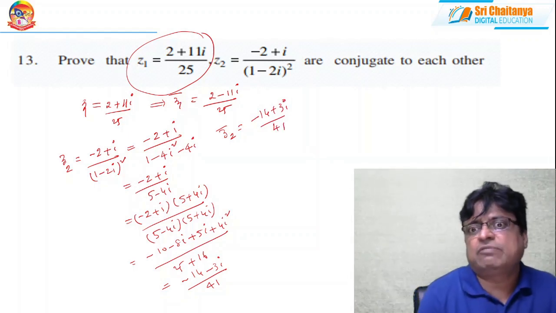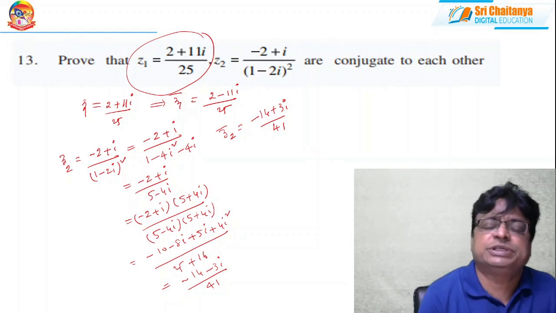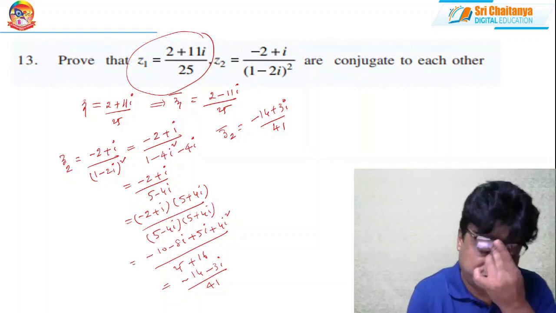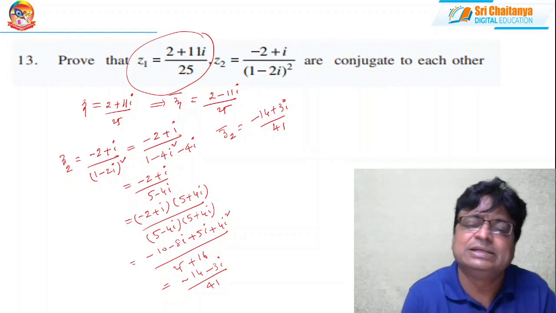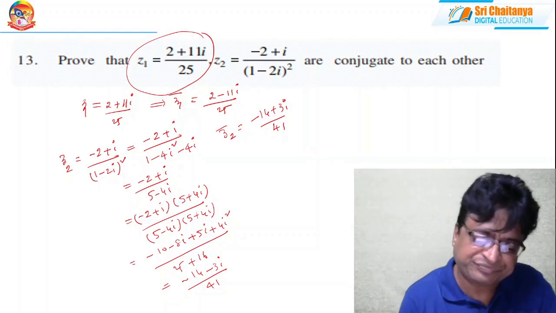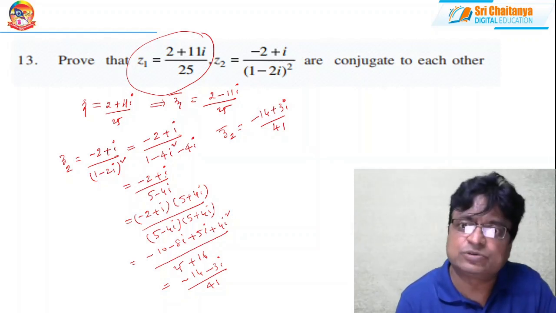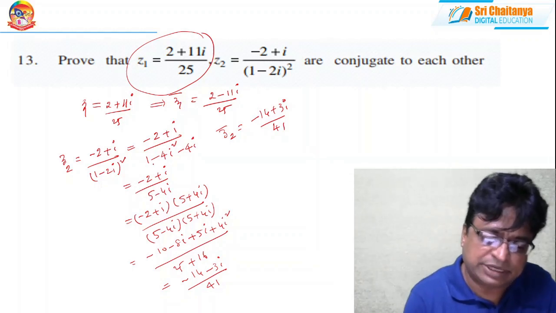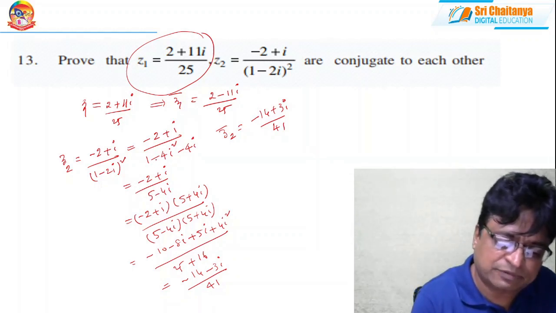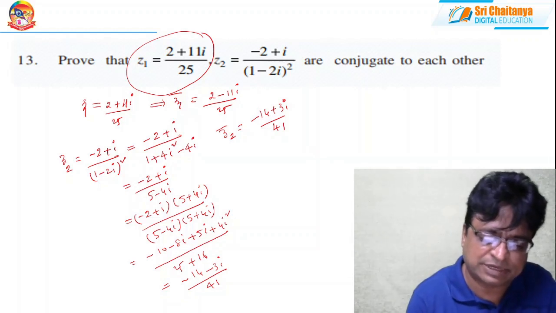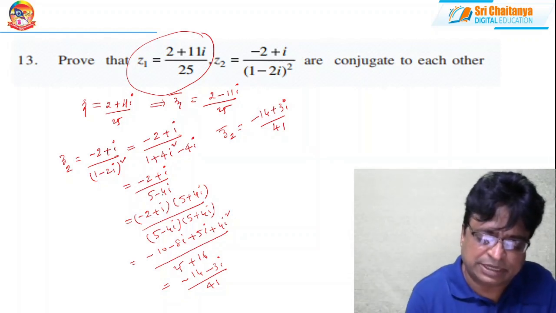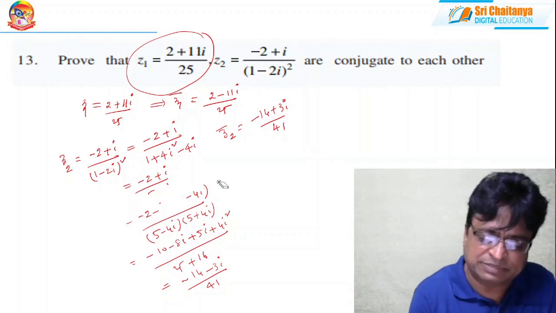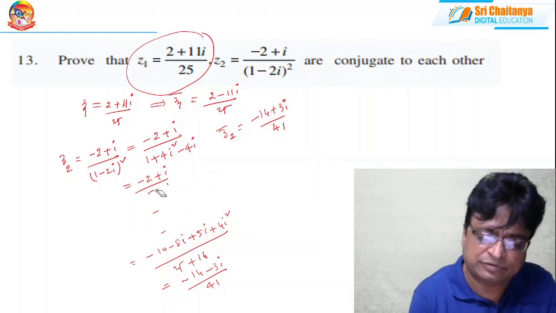What do they want? They want them to be conjugate to each other. Please check the question once again properly. This is (minus 2 plus i) by (1 minus 2i) whole square. That is, sorry, this is plus 4i square. So I made a mistake; maximum mistake has been committed by me. So here this is minus 4i.